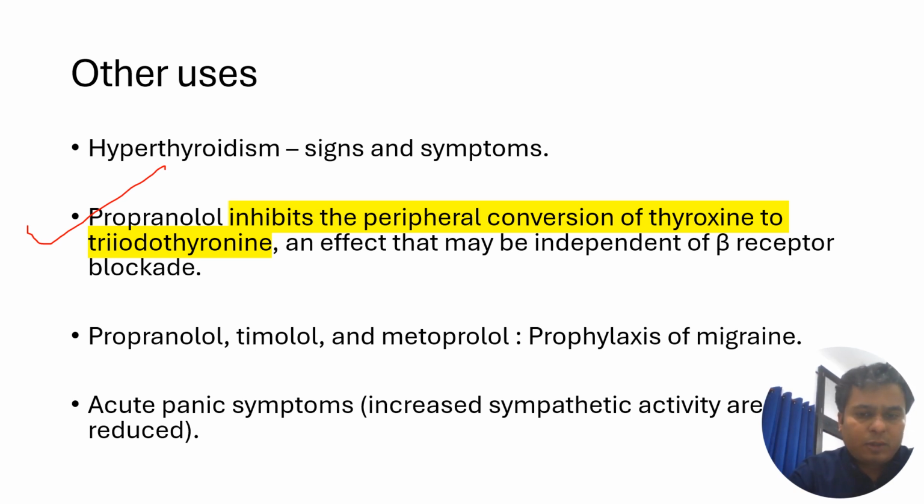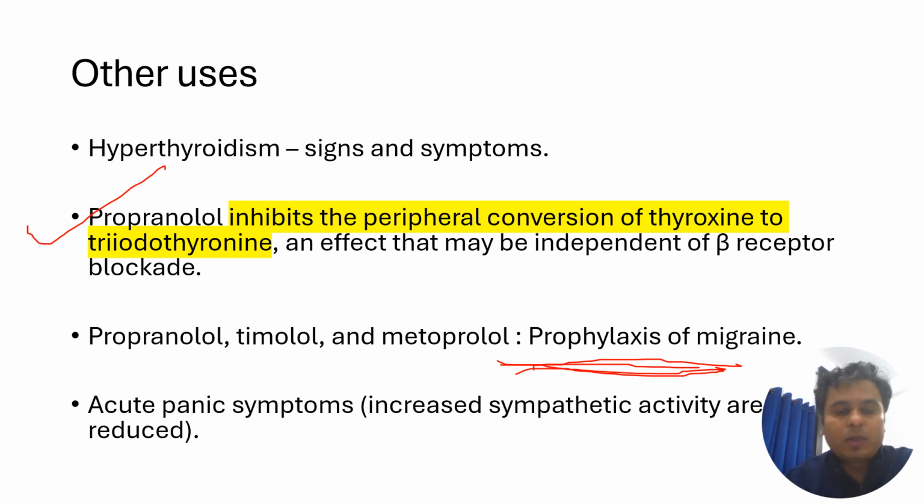Also for prophylaxis of migraine, beta blockers are indicated along with the calcium channel blockers. Then we have got acute panic symptoms. During panic attacks, there is an increase in sympathetic activity, and the symptoms of sympathetic activity can be controlled by use of these beta blockers. So during panic attacks, you will find these beta blockers to be very effective.